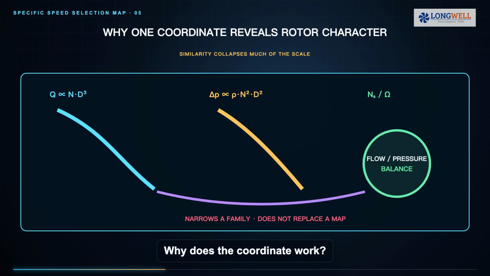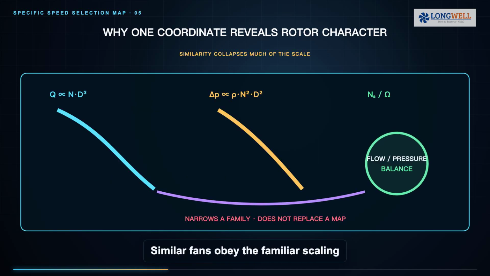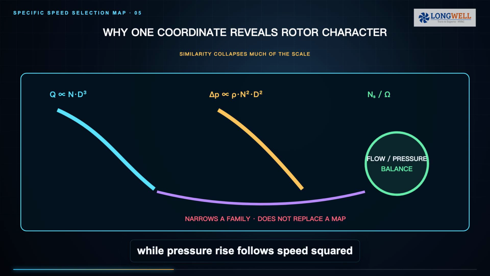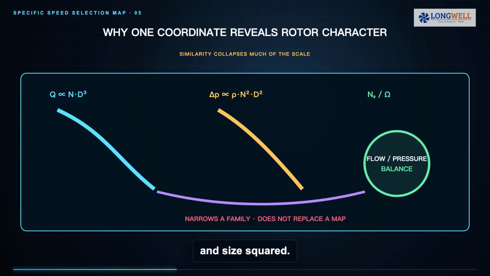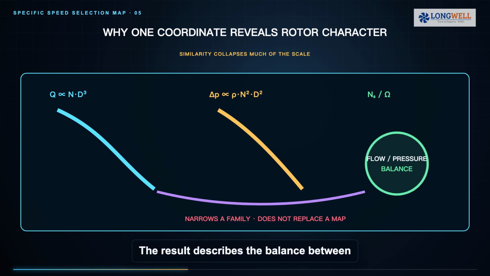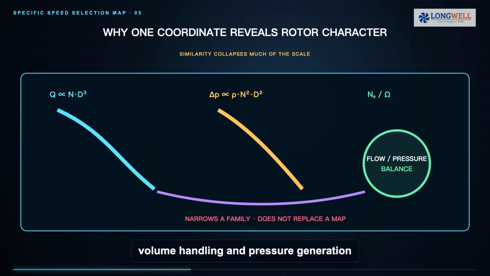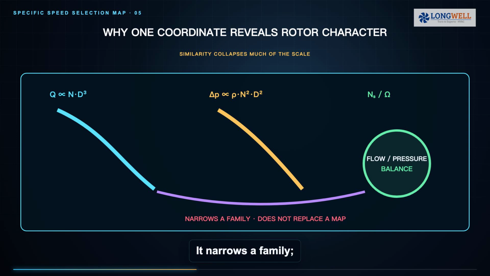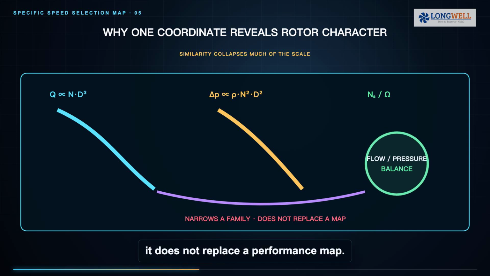Why does the coordinate work? Similar fans obey the familiar scaling pattern: flow follows speed times size cubed, while pressure rise follows speed squared times size squared. Combining the required flow and pressure with speed collapses much of the scale information. The result describes the balance between volume handling and pressure generation that the rotor geometry must support. It narrows a family, it does not replace a performance map.